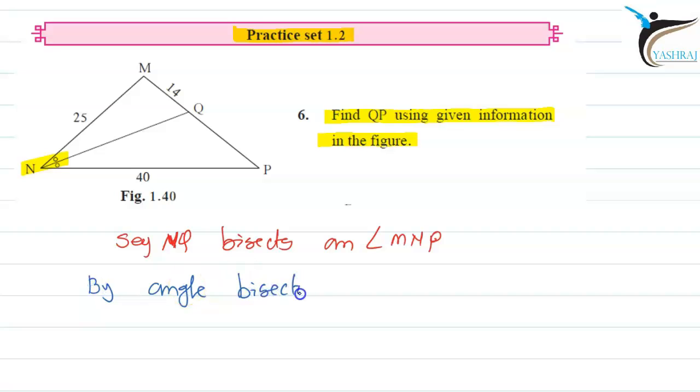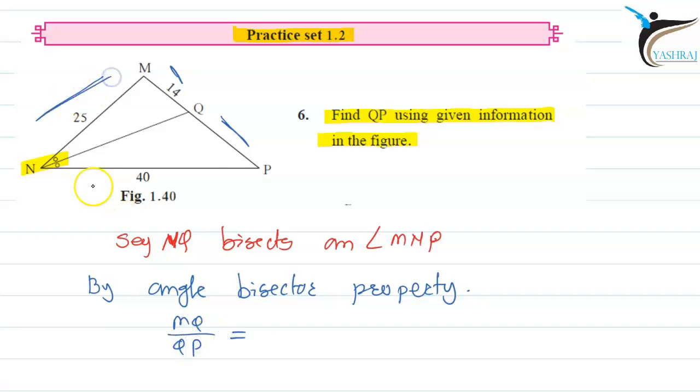So what does the angle bisector property tell us? Whatever be the segments made on the opposite side of an angle bisector, they are in proportion with the remaining sides of the triangle. So by the angle bisector property, we have MQ divided by QP equals MN divided by NP.